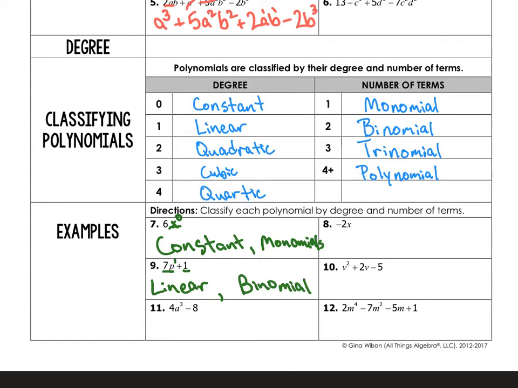Now, as you look at 11, a little bit different. Notice the exponent that we have on the a. In this case, I see a 3. Now, because of that, the degree is 3. That means that this expression is cubic. All I have to do is look at that number that's on top. Then we have to ask ourselves, how many terms are there? When I look at the number of terms, I see the 4a cubed and I see the minus 8. So there's only 2 terms. That means that this is a binomial.